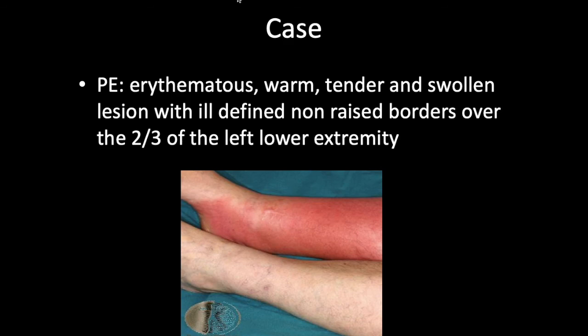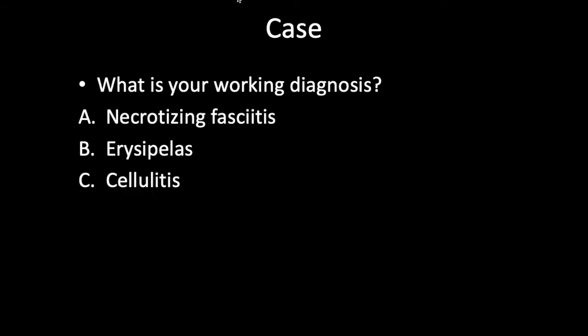Here is the photo of our case. It's red, warm, tender, and swollen with ill-defined non-raised borders and also not indurated, covering about 2/3 of the left lower extremity. What will be your working diagnosis for this case? Is it necrotizing fasciitis, Erysipelas, or cellulitis? The diagnosis for this case is cellulitis.